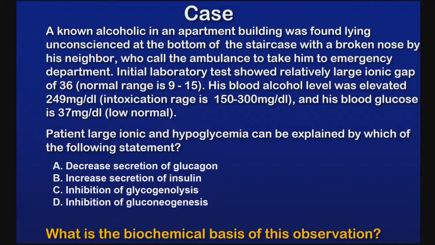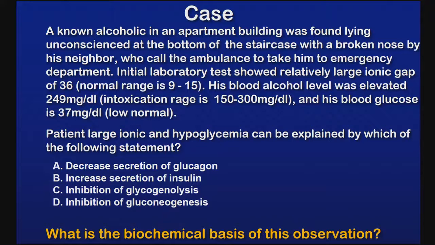He was later analyzed. Blood was taken and analyzed. So the anion gap was 36, and the normal range is between 9 and 15. His blood alcohol level was 249, which is within the intoxication range, which is 150 to 300. So basically, this man was intoxicated. His blood glucose was 37 milligrams per deciliter, which is low. So the guy is hypoglycemic.